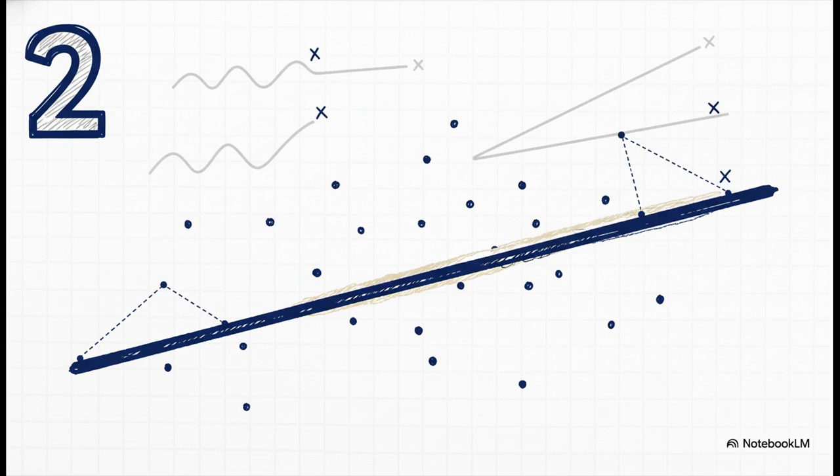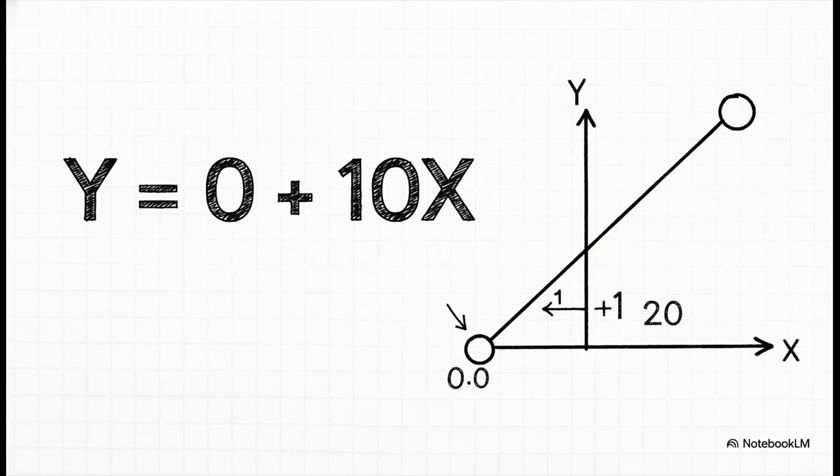Computers use a method called least squares to draw a line that gets as close as possible to all the data points at once. The whole goal is to make the gaps, or the errors, as small as possible. So for our nice clean sales data, the math spits out this equation. Y equals 0 plus 10x. The intercept, A, is 0. That just means our line starts right at the beginning, at the origin.